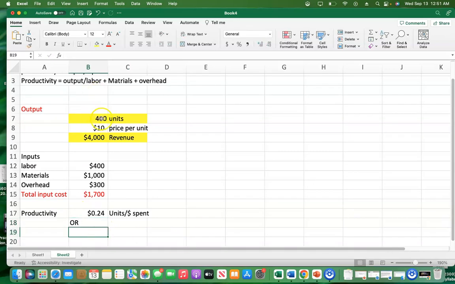Or we can use revenue instead of units, and therefore we will take 4,000 divided by 1,700. Let's put this into 2 decimal points. And so you can see that we have the revenue that we get when we spent a dollar. So I'm going to write here revenue accrued per dollar spent. So we can express our productivity in terms of units or in terms of revenue.